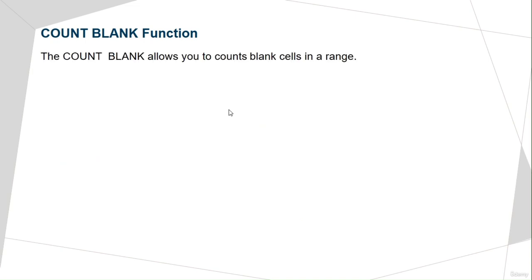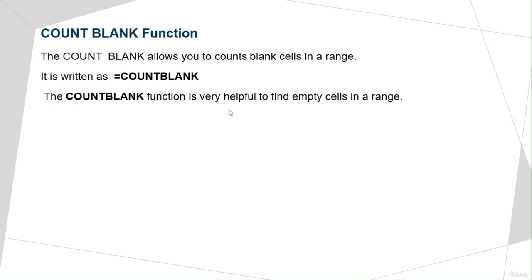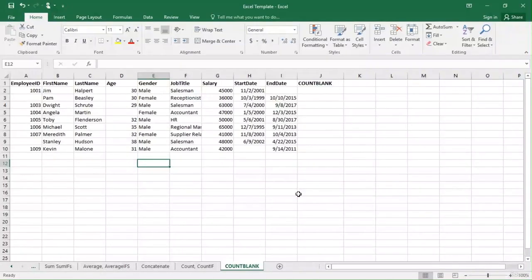The COUNTBLANK allows you to count blank cells in a range. It is written as equal to COUNTBLANK. Just like the name implies, COUNTBLANK, meaning counting blank cells. This function is very helpful to find cells in a range that are empty. Let's look at examples of how you can apply COUNTBLANK.